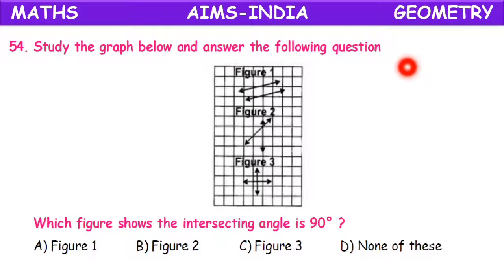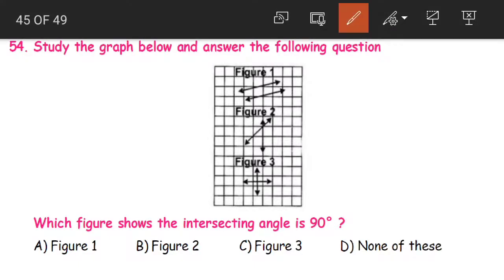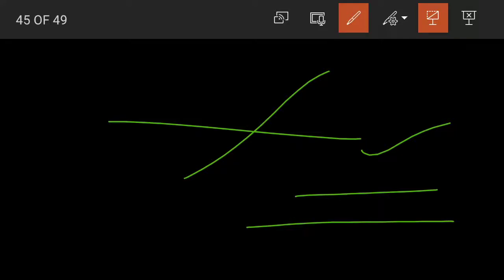Question 54. Study the graph given below and answer the following questions. So we have 3 figures here with some lines. Now we have to show which figure shows the intersecting angle of 90 degrees. What does intersecting mean? Intersecting means when two lines cross their path. Yes, so these are called intersecting. When both the lines do not cross their paths, they are called parallel.